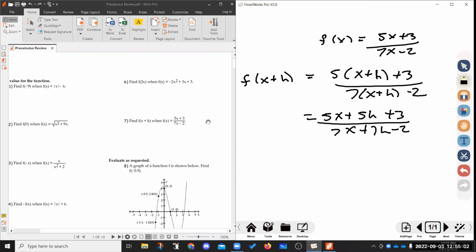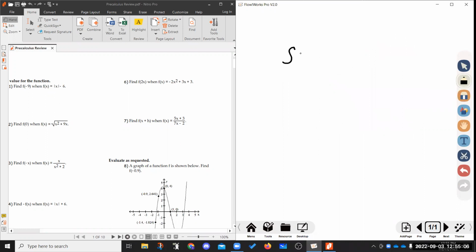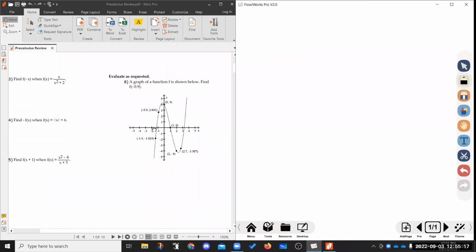We'll be doing some more of that with some difference quotients in a little bit, because there's going to be a formula that says f of x plus h minus f of x, all divided by h. That is a slope formula, and we'll find that difference quotient here.